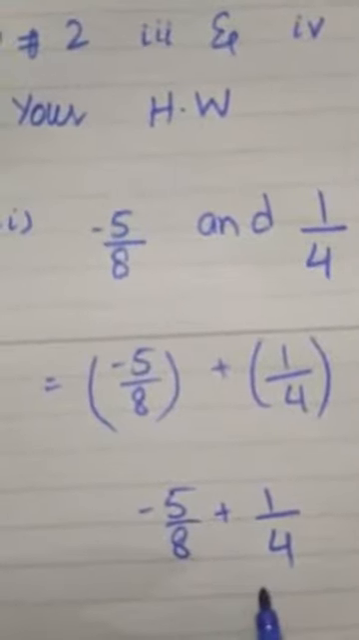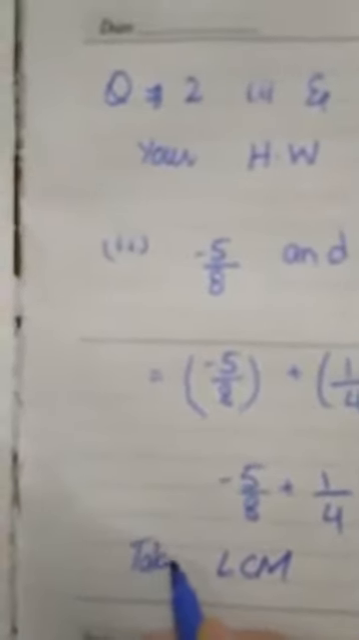Okay. Now you have to see the denominator. If the denominators are not the same, what do you have to do? You have to take LCM. Minus 5 by 8 plus 1 by 4. On the 4 table, the 8 will come. How many times? 2 times. So multiply the second rational number by 2.